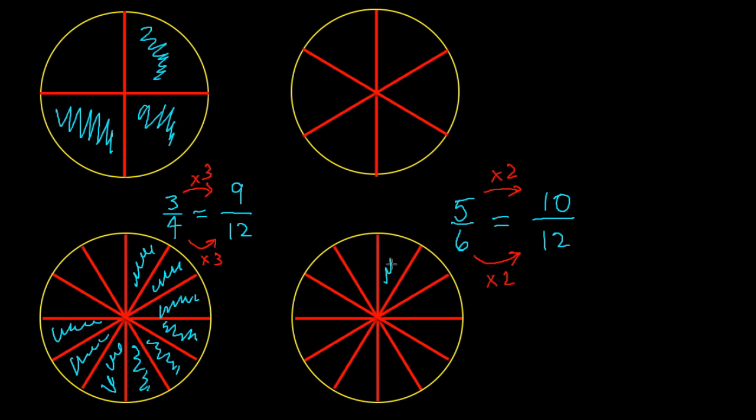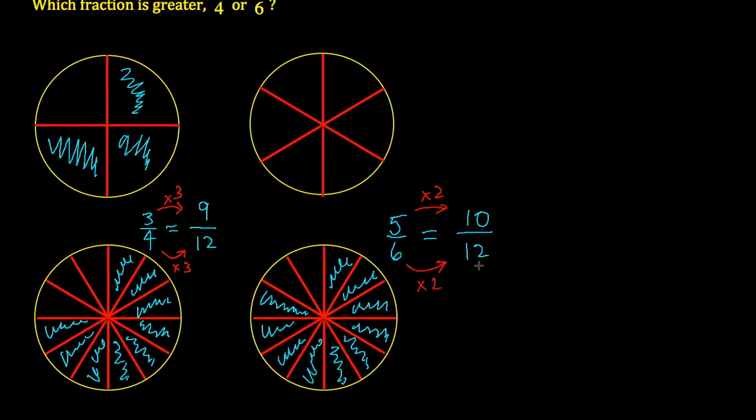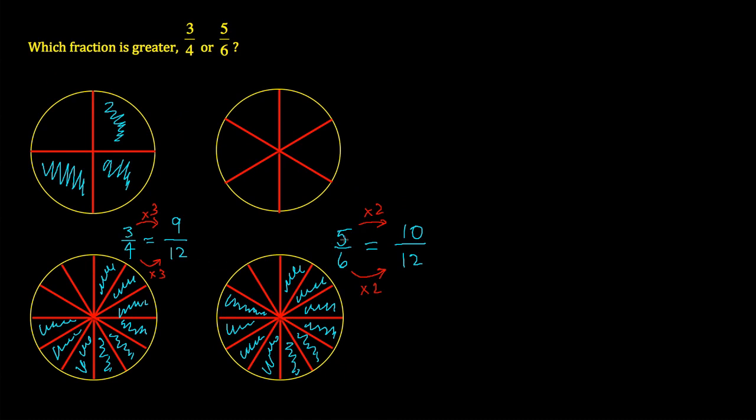And so that represents 1, 2, 3, 4, 5, 6, 7, 8, 9, 10 out of 12, compared to the 9 out of 12. So that just shows that the fractions 3 over 4 and 5 over 6 can be compared with the same denominator in a really easy way. We know that 9 is less than 10, so 9 over 12 is less than 10 over 12, so we conclude that the 3 over 4 is less than 5 over 6.